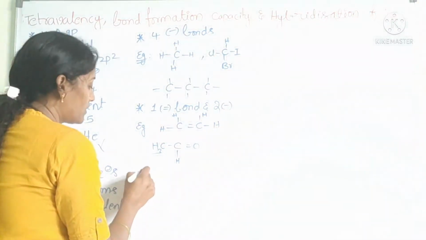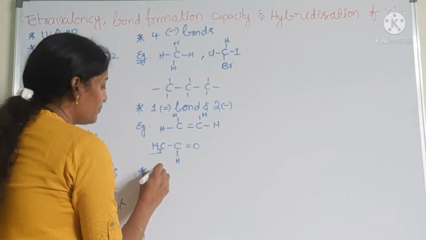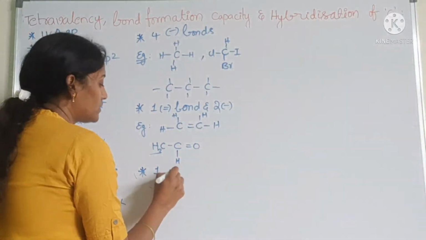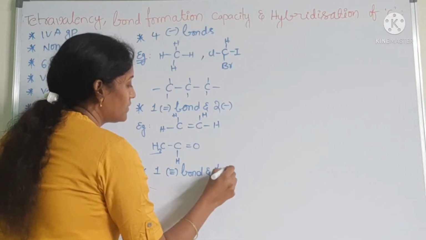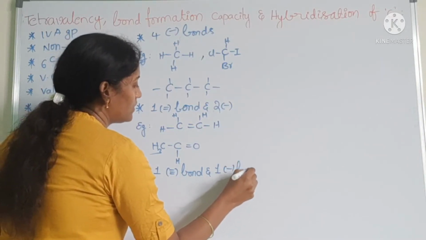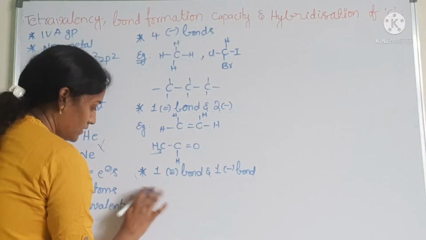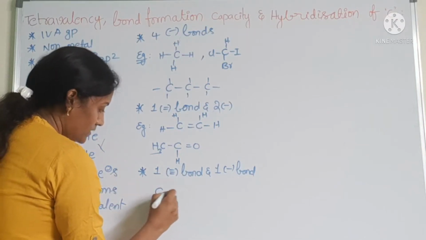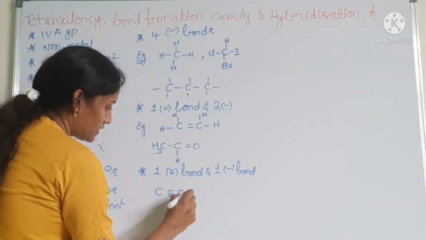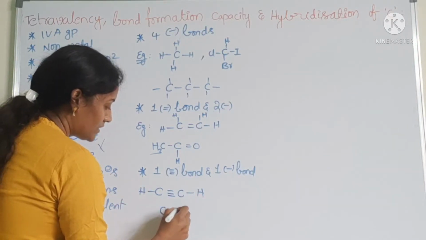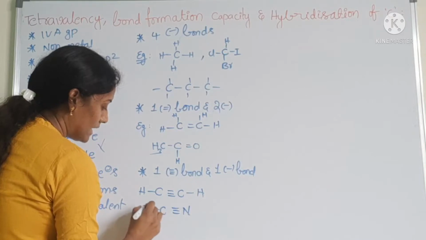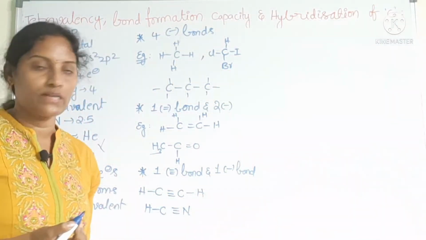Coming to another one, carbon can form one triple bond and one single bond with other atoms. See here, C triple bond C with H H. This is one condition. The C triple bond N with H. This is one more example.